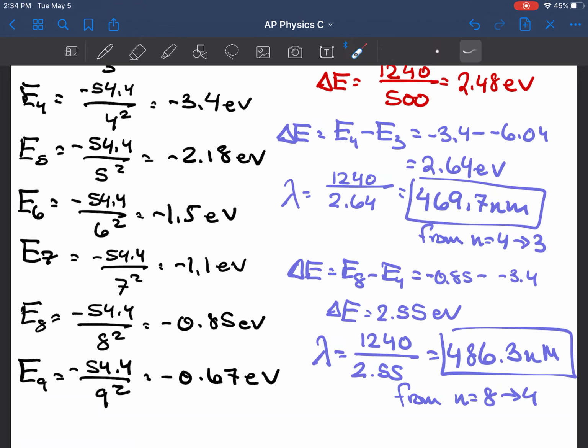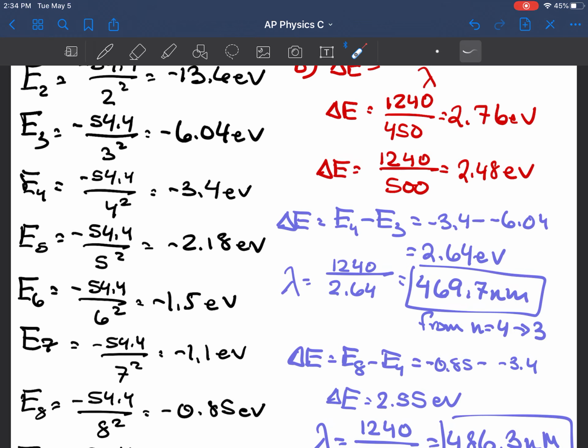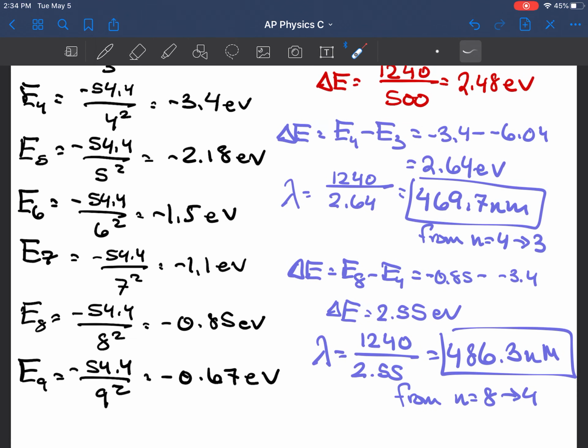Okay, so we're almost done. We did 8, so now we just have to look at 9. 9 to 8, definitely not. 9 to 7, definitely not. 9 to 6, definitely not. 9 to 5, no. 9 to 4, let's check that. 3.4 minus 0.67 is 2.73. Oh, okay, that is within our range here. That has to be our last one, right?